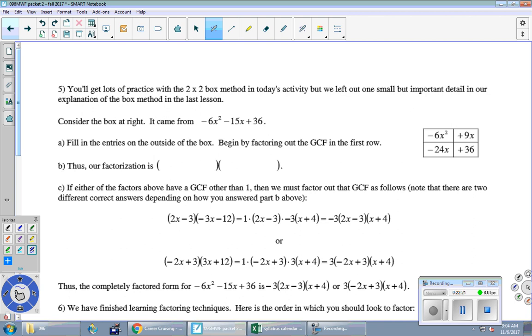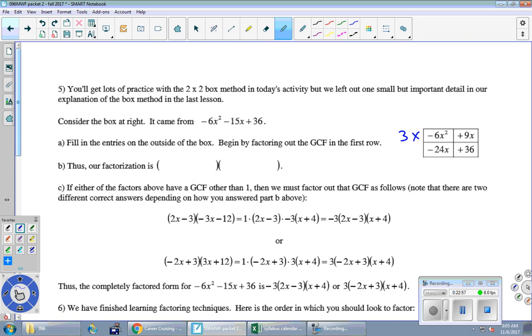And then the product, well, we know that the product should be whatever negative 6 times 36 is. So I think that's negative 216x squared. And if you multiply 9x by negative 24x, you will also get negative 216x squared. So somebody has built the box. It's all done correctly. Let's go ahead and fill in the stuff on the outside of this box. So first row, what number goes into both? 3. And there's an x in both, so 3x is our greatest common factor in that first row.